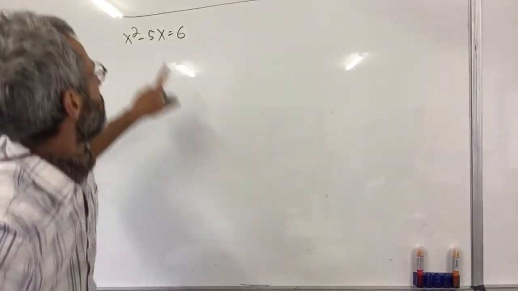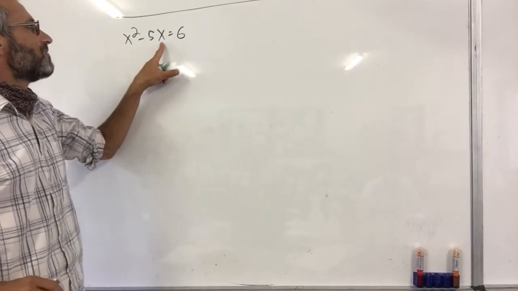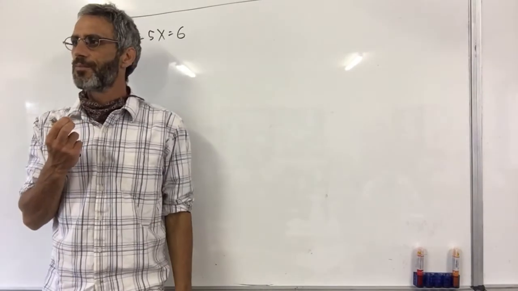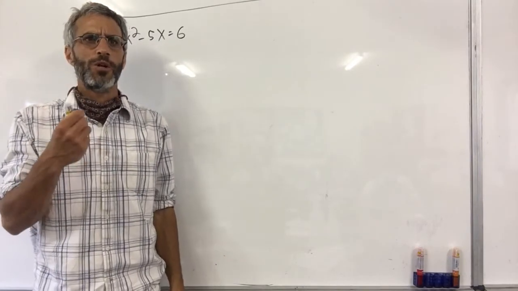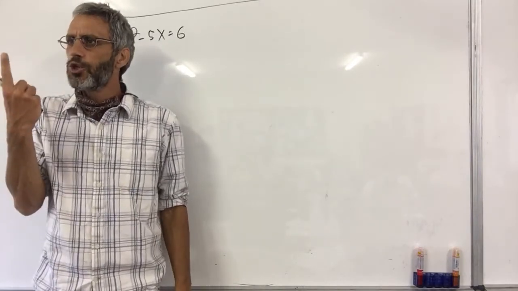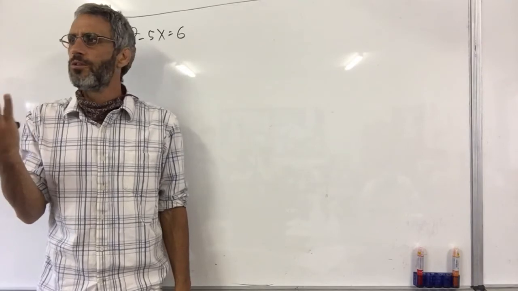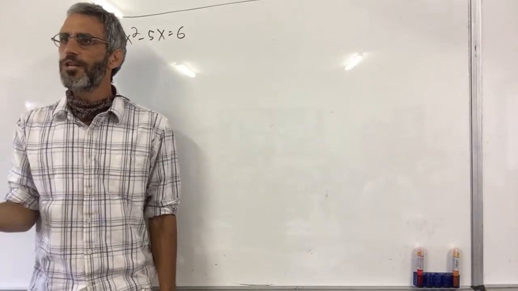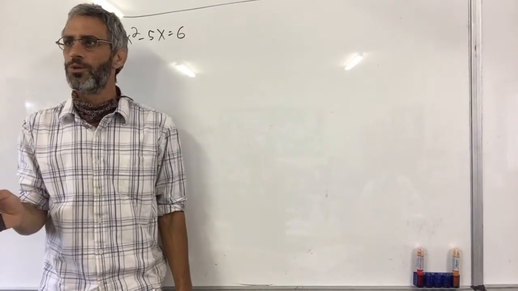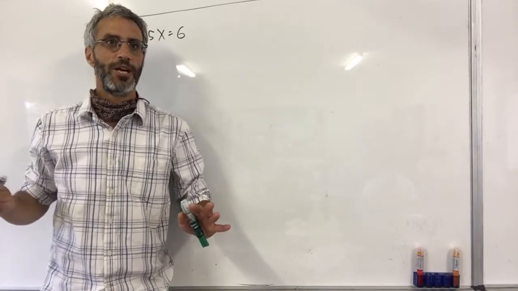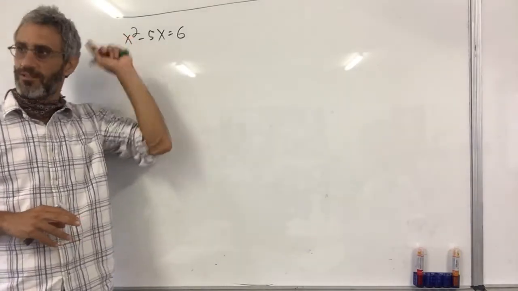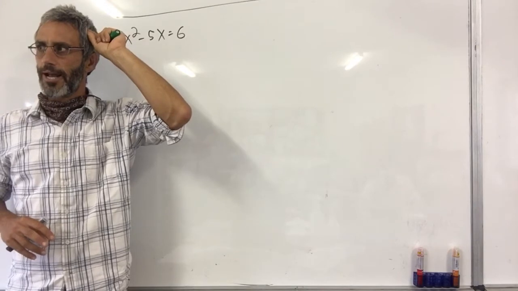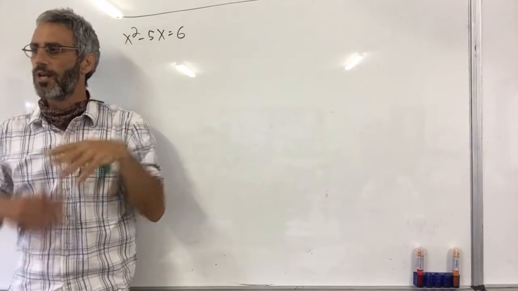So if I had the quadratic equation x squared minus 5x equals 6, I want to find what x is. First of all, normally, do we get one solution, two solutions, three solutions? Normally two. Sometimes just one, sometimes even none. But because we have that square, what makes it quadratic, we hope we're going to have two solutions here. How do we solve it?